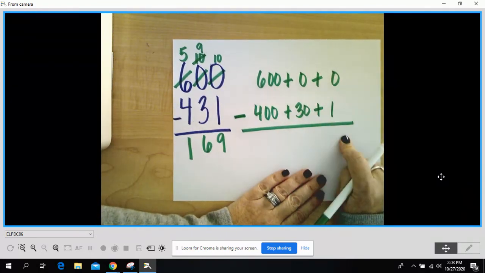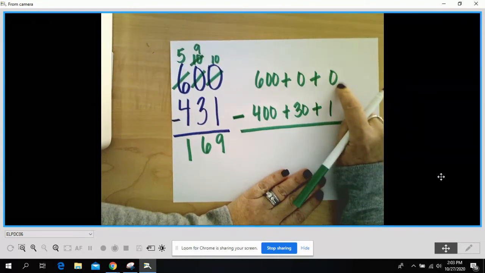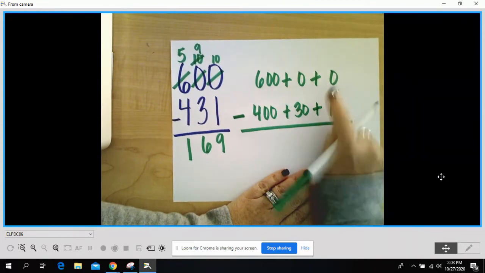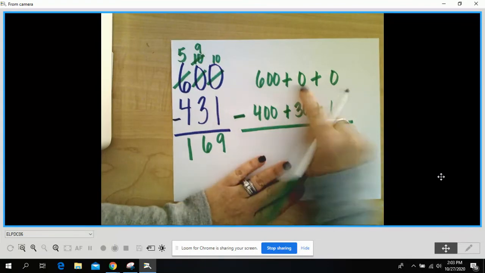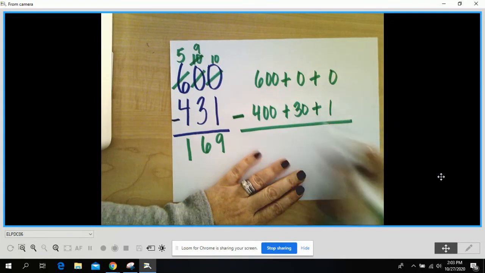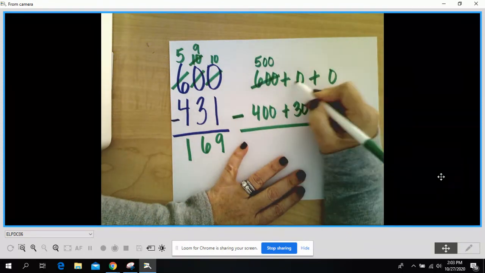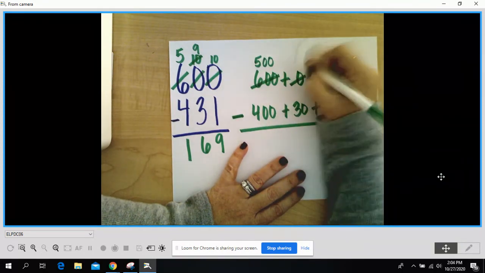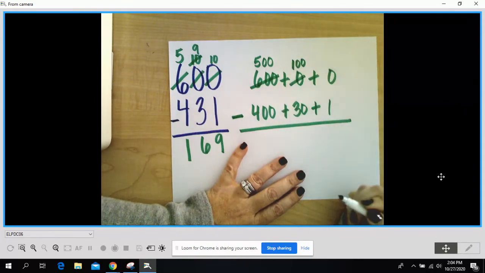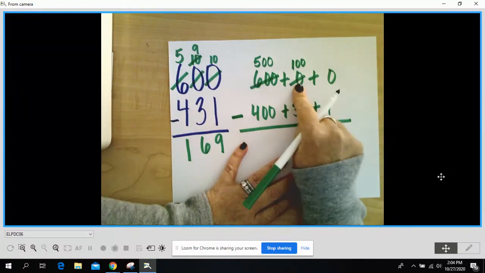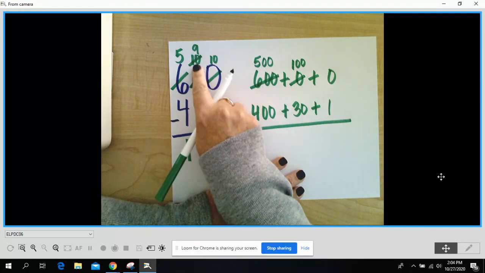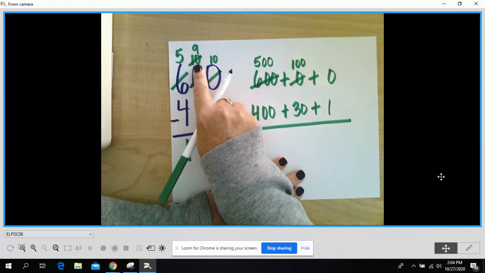Nothing to subtract in my ones place up here to subtract 1 from. I go to my tens place. There's still a 0, so I have to go all the way to my hundreds. This becomes 500. The 100 that I borrow, I put it right there. That's what I borrow, a whole 100. What it looks like over here in this problem is 10 tens.